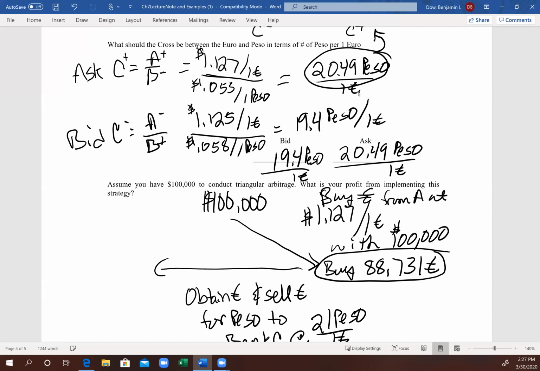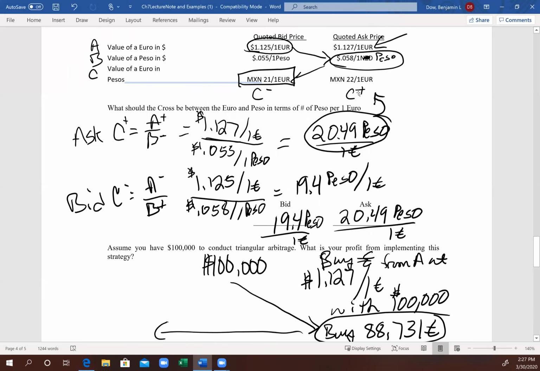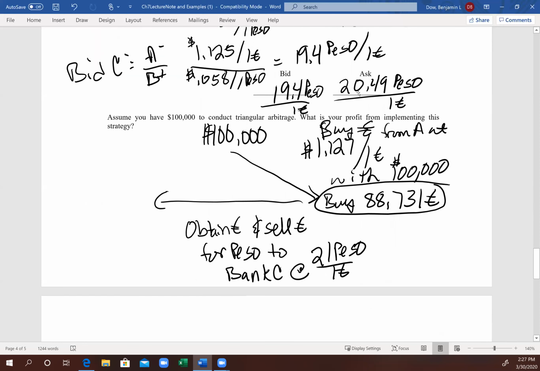Leg two now is to sell those euros for pesos. And if we look at Bank C, we can see that they're willing to buy the euros from us for 21 pesos. So if I sell them euros, and each euro is worth 21 pesos, I multiply the 88,731 by 21, and I end up with 1,863,354 pesos.